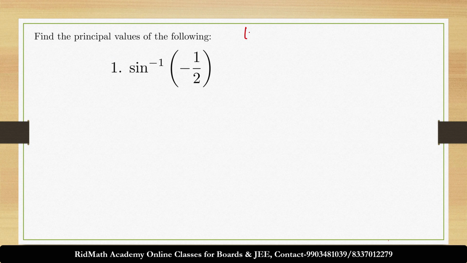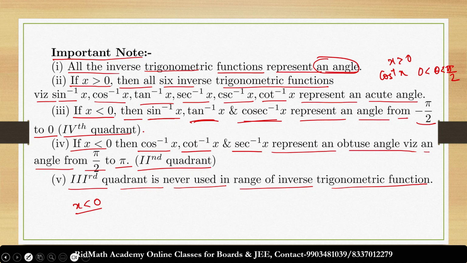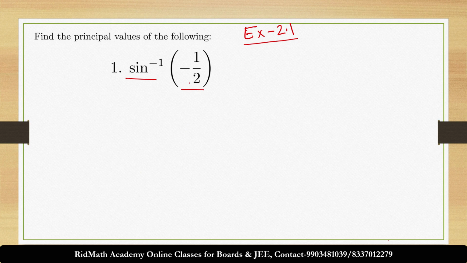This is the exercise 2.1. Problem number 1 is saying sine inverse minus half. In the previous slide, we have seen that if x is less than 0, then sine inverse x represents an angle from minus pi by 2 to 0. That means the angle is negative, so this is a negative angle and this belongs to minus pi by 2 to 0, both included.